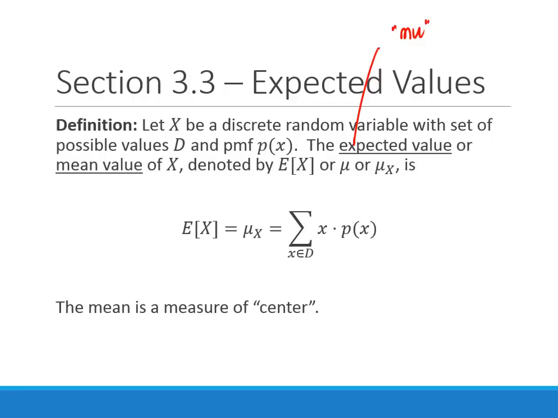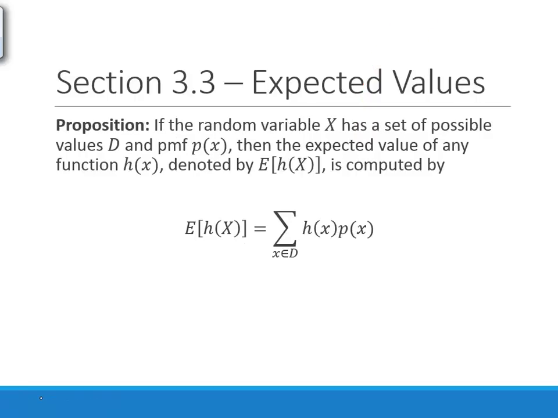And again, I said that the expected value gives you a typical value of what you would expect if you did this experiment over and over. So it gives us a measure of center. And we'll see that later. It's like a balancing point for what the distribution looks like. We'll see that in just a little bit. So a few more properties here, and then we'll do an example.